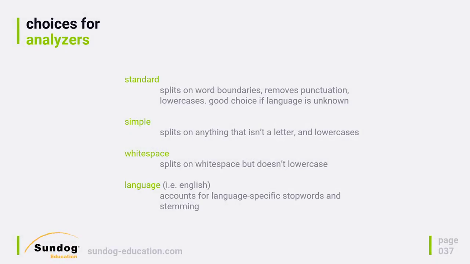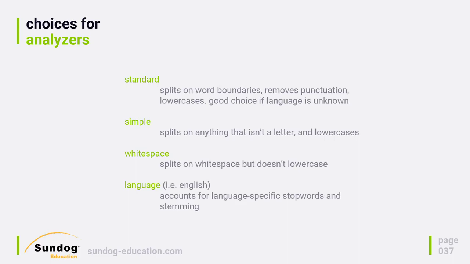For analyzers themselves, there are several choices. The standard analyzer is the one you get by default. It splits everything by word boundaries, removes any punctuation, and lowercases everything. So if you don't know what the language is, that's a good choice to stick with. And that's what we are going to stick with for our movie titles, because we do have some foreign films in there as well. So in our case, for MovieLens data, standard is actually a good choice.